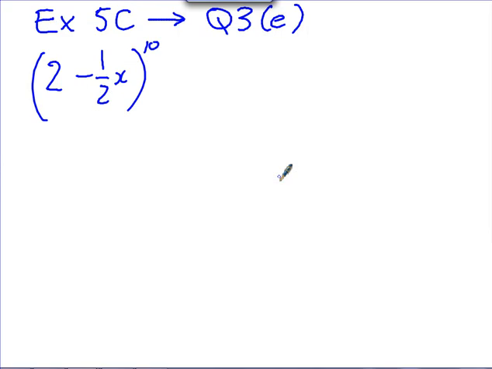We're going to do a little example of the binomial theorem. Now, there's a few things to get your head around here, so you need to take your time and pause this video a few times. We're going to look at exercise 5C, question 3e, and this is the question here. It wants the first four terms only of this pretty horrible looking expression here.